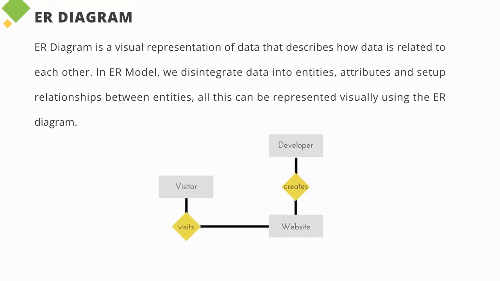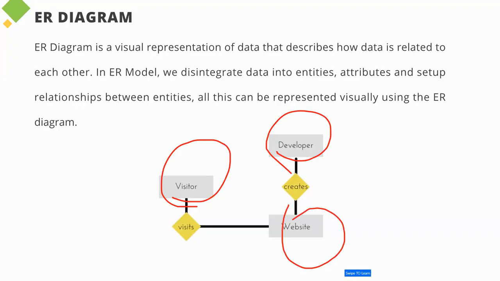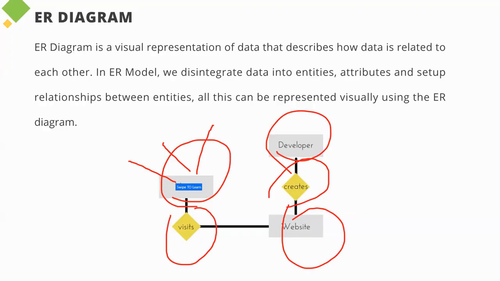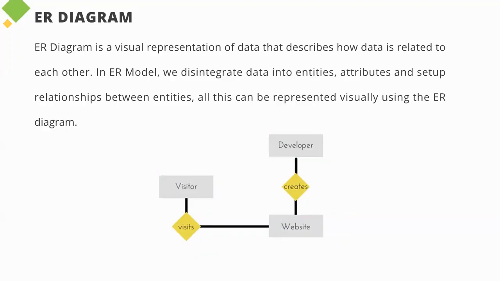If you see here, visitor, developer, and website are the entities. And developer creates the website. This is called the relationship, whereas visitor visits the website. These are the relationships between them. And if you have visitor name, mobile number, and its ID, then you can call these attributes, right?